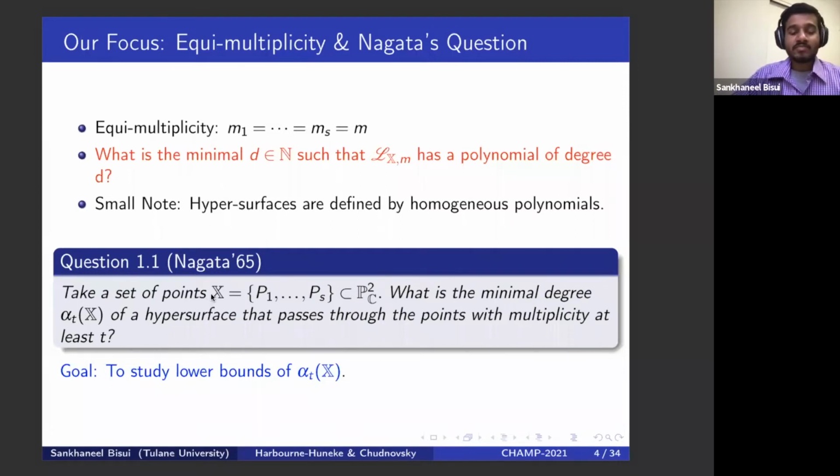If you take finitely many points, P1 up to Ps inside the projective plane, what is the minimal degree alpha(t, X) of a hypersurface that will be passing through those points with multiplicity at least t? So in some sense, studying this question is the same as studying the question raised by Nagata. So our goal is to study the lower bound, because the study of the exact degree alpha(t, X) is really difficult. It is more desirable to study the lower bound of this alpha(t, X).